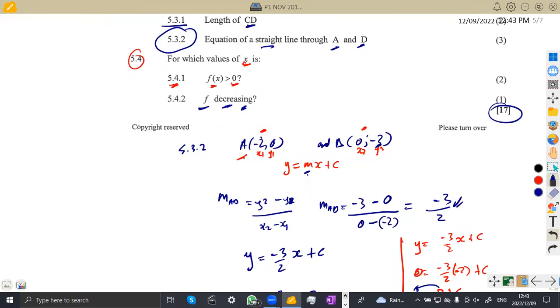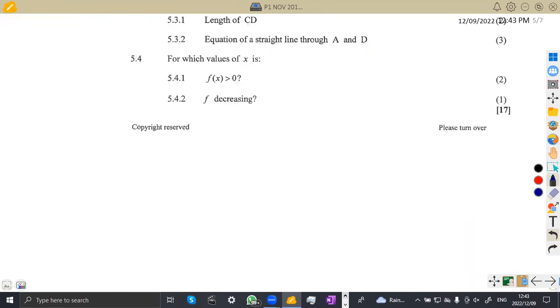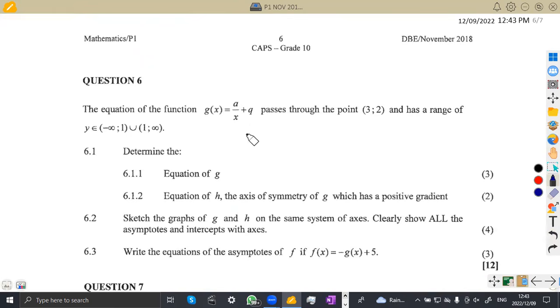Let's see the other part of the question, which is the next one. Let's see question 6. On question number 6, we are given the equation of the function g of x as a over x plus q. So there we are given a hyperbola function.